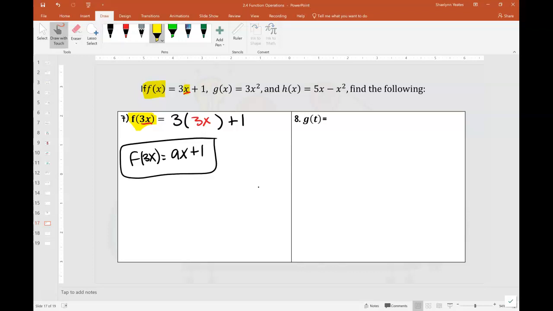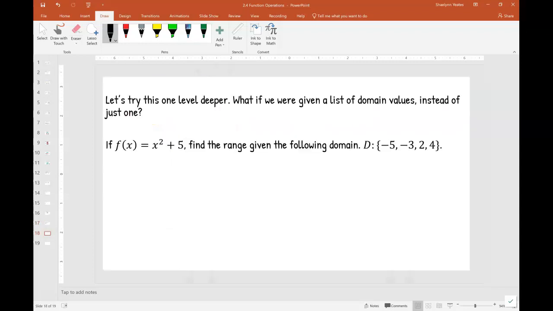Okay, on the next one, we're going to go find our g function. We're going to replace all the x's with t's. This one's going to be really easy. Okay, so this is going to be 3t squared. That's it. That was the whole thing. That's all we had to do. See, it's not too bad. Not too bad.